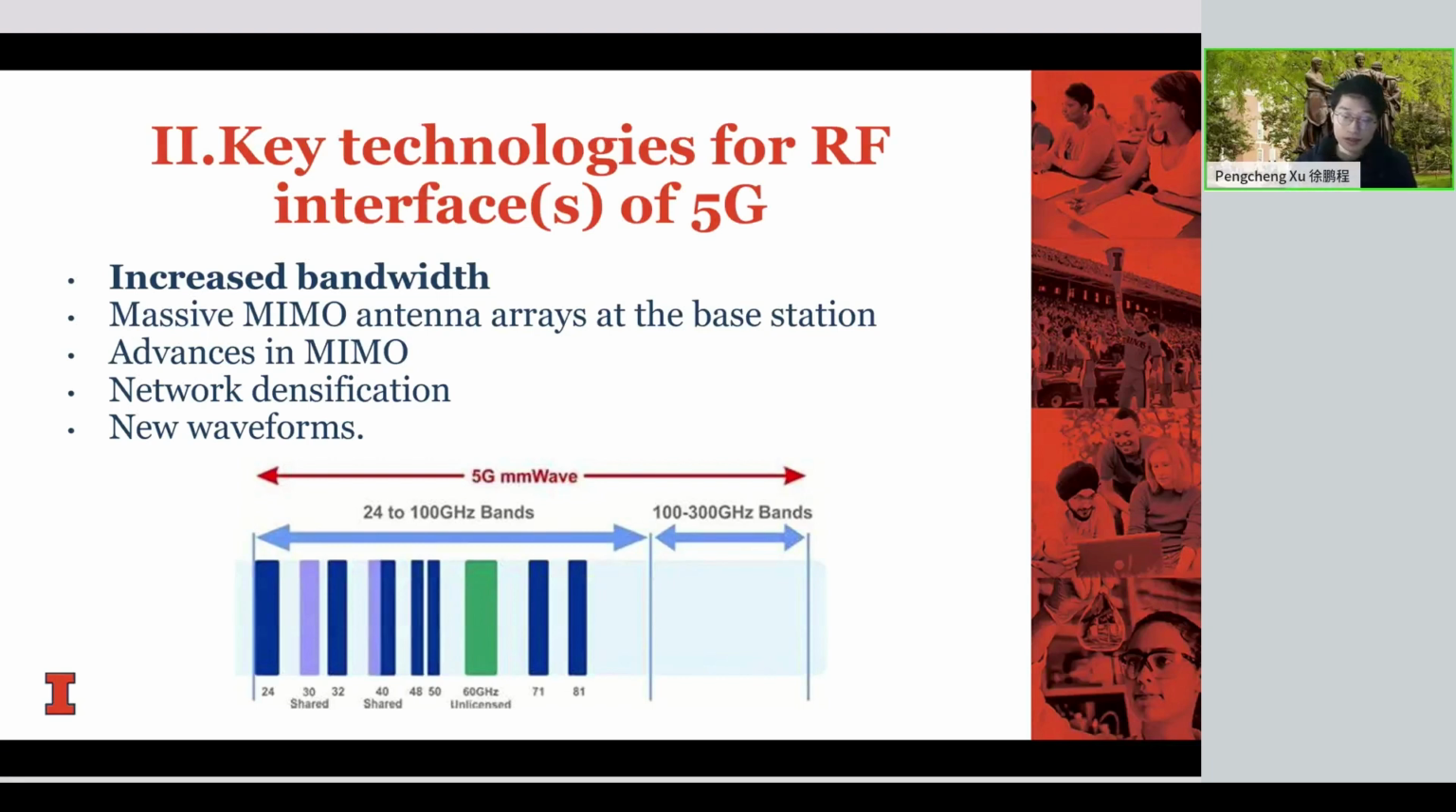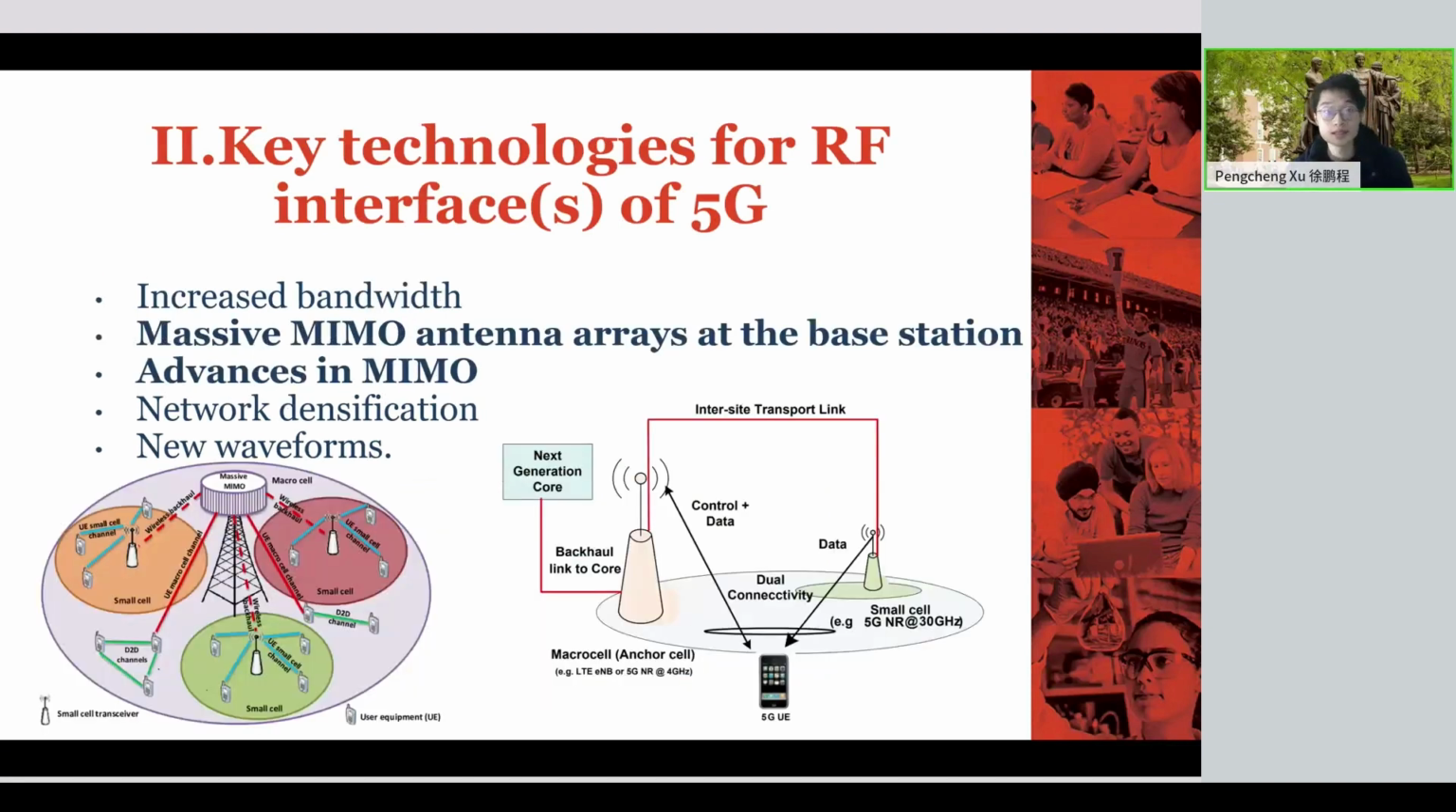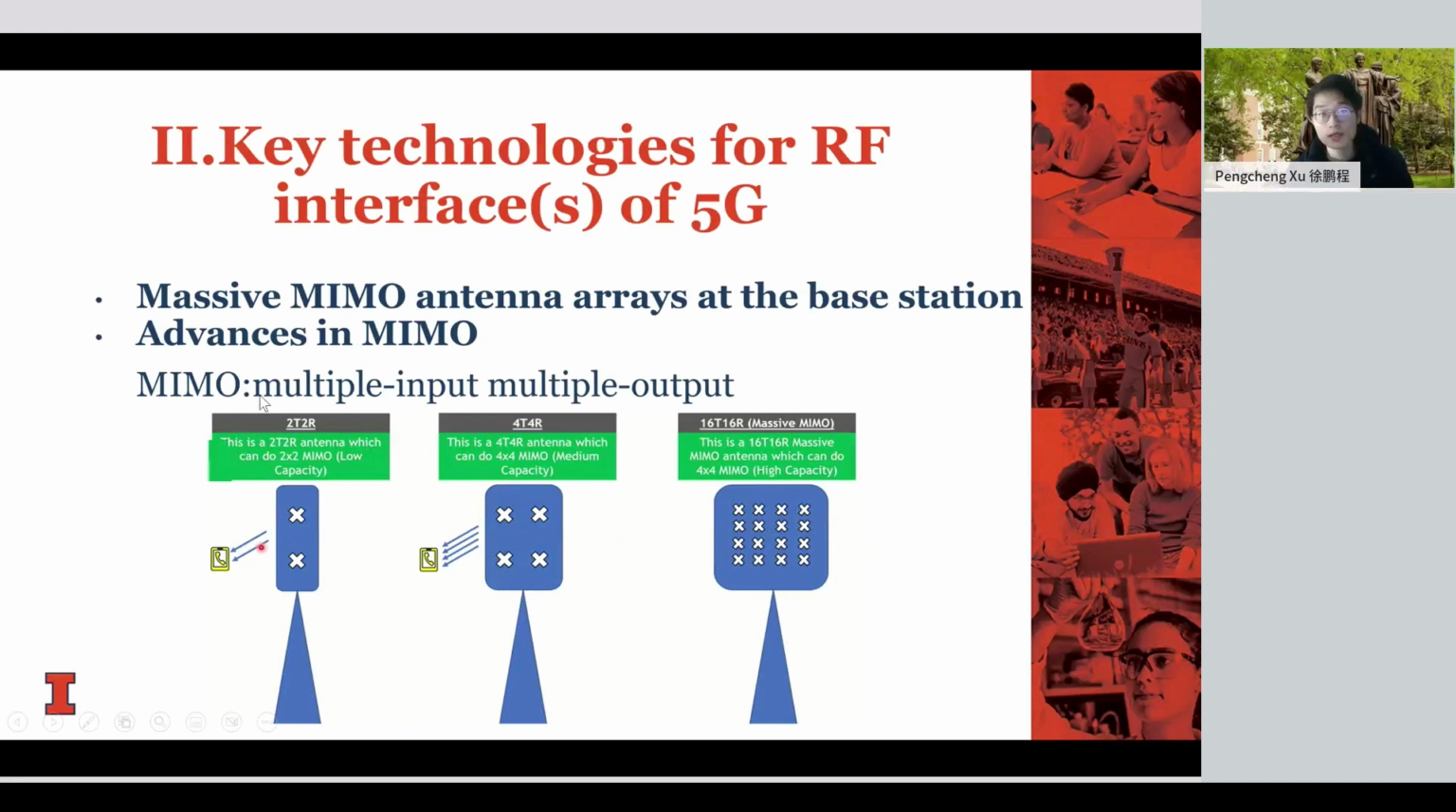In contrast, there is plenty of spectrum available in the centimeter and millimeter wave bands, like 28 to 300 gigahertz, and wide carrier bandwidths on the order of 1 gigahertz are possible. The second key technology of the 5G RF interface is massive MIMO. So what is MIMO? It is multiple inputs, multiple outputs.